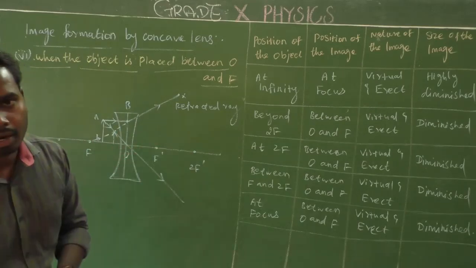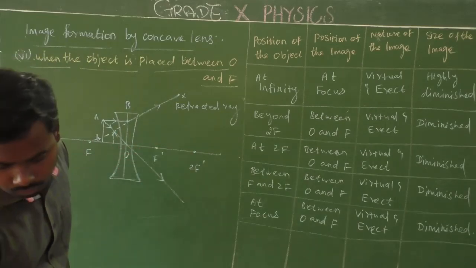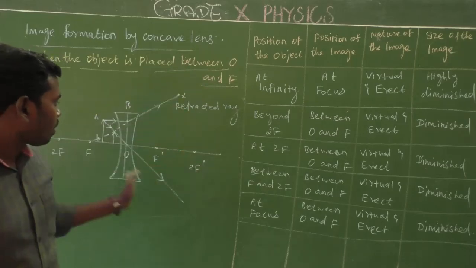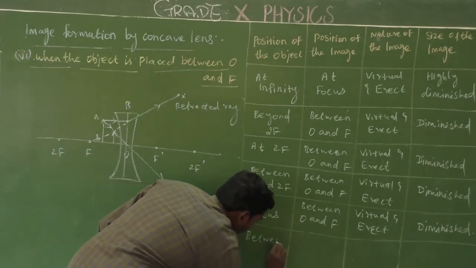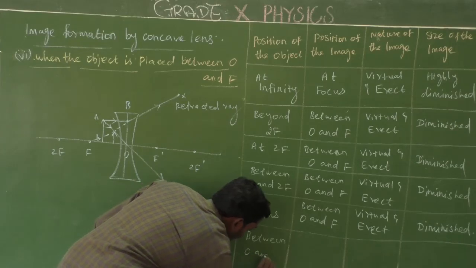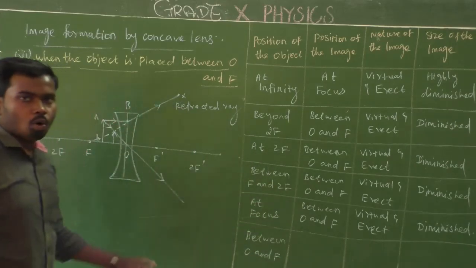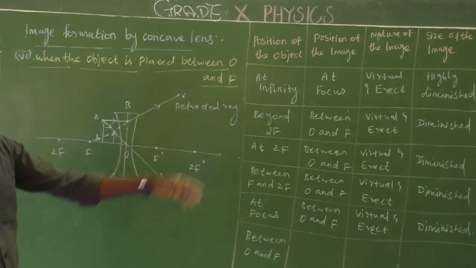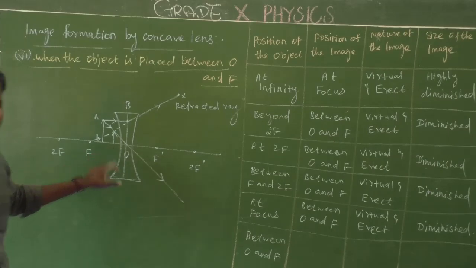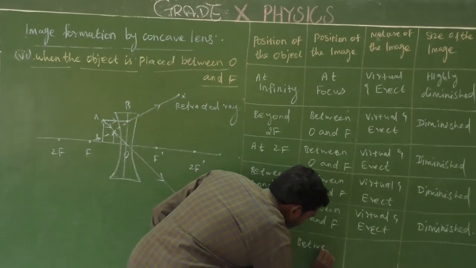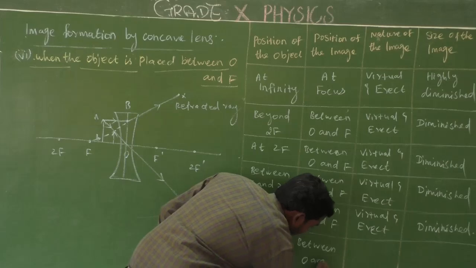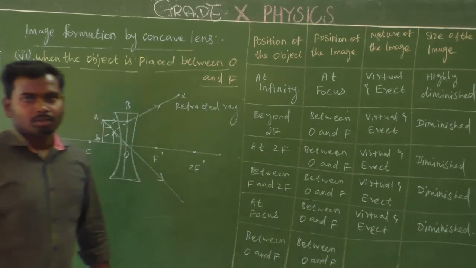Now fill the tabular column. It's a very easy one. So what is the position of the object? The position of the object is between O and F. Next one, what is the position of the image? The position of the image is also between O and F.